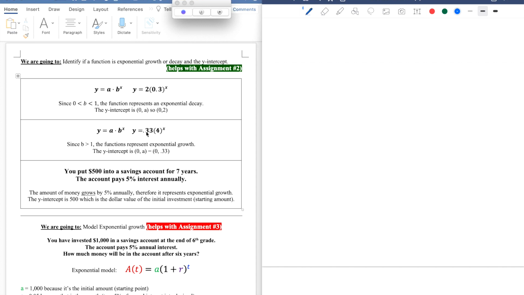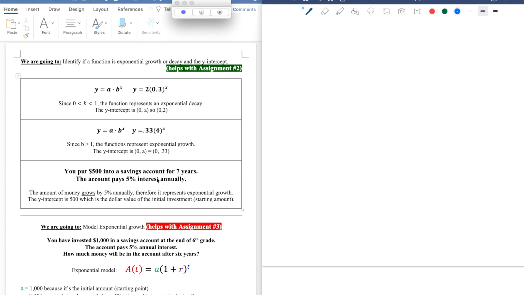Next example, y equals 0.33 times 4 to the power of x. What determines if it's growth or decay? The b value, the number inside the parentheses. That number is clearly greater than 1. So when b is greater than 1, the function represents exponential growth. What about the y-intercept? 0, a. So a is 0.33, so the y-intercept for this example is 0, 0.33.